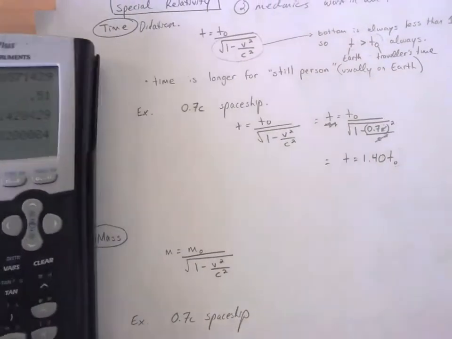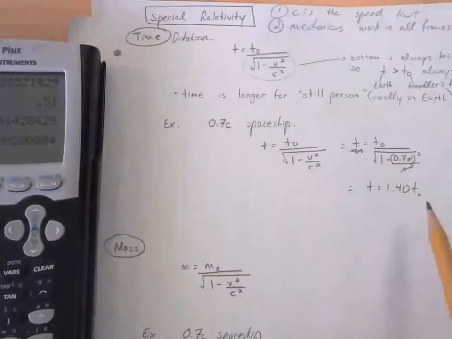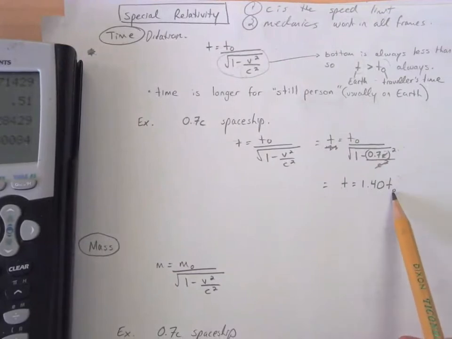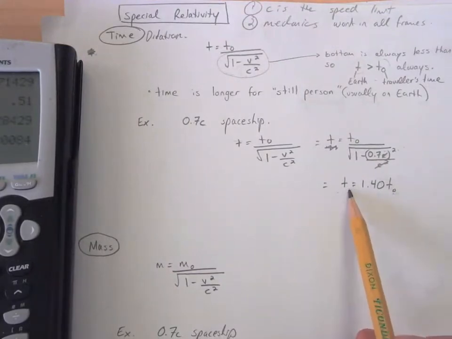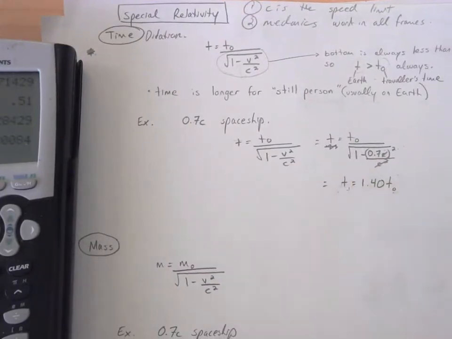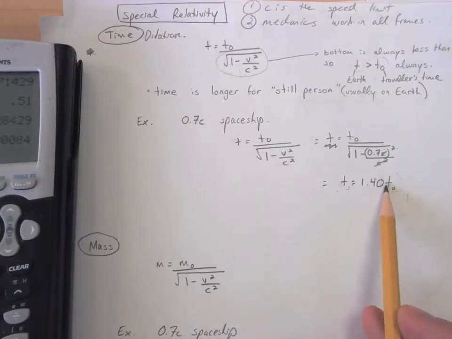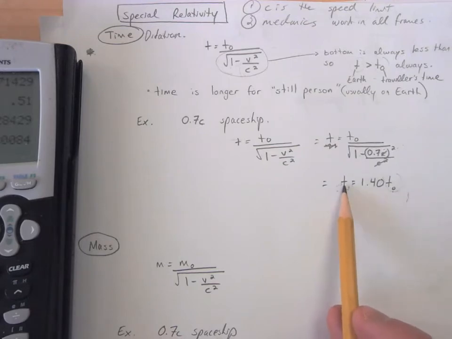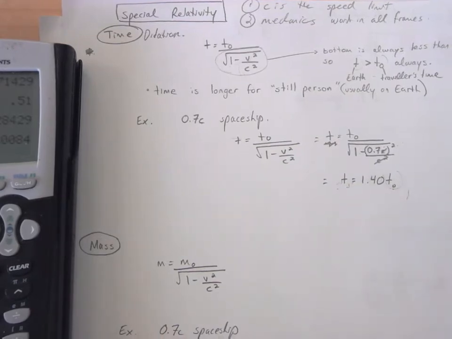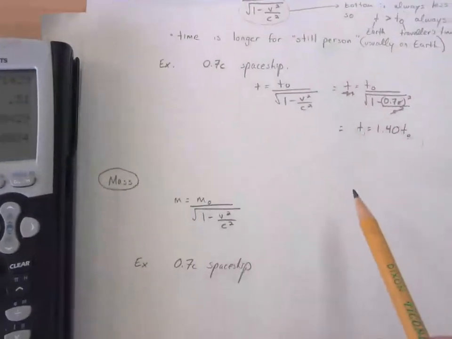Okay, so that's kind of a brief thing on time dilation. So if I were to plug 1 hour there, the person on Earth would feel 1.4 hours have passed. Okay, if this person went for 1 year, this person would feel 1.4 years have passed. Okay, so that's time dilation, very briefly.